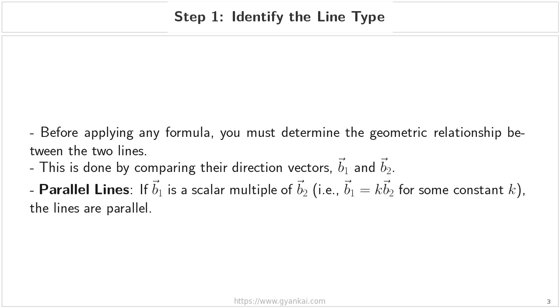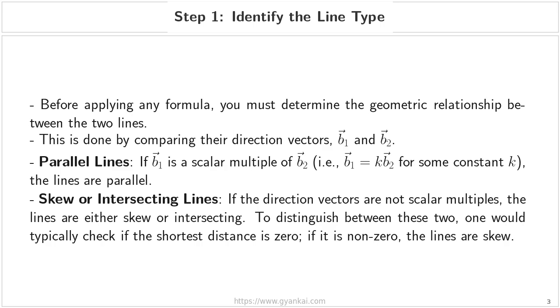First, check if the lines are parallel. You can tell they are parallel if the first direction vector, B1, is simply a scalar multiple of the second direction vector, B2. In other words, if you can find some constant, let's call it k, such that B1 equals k times B2, then you are dealing with parallel lines. On the other hand, if these direction vectors are not scalar multiples, meaning you can't find that constant k, then the lines are either skew or intersecting.